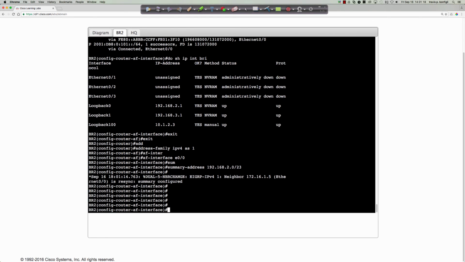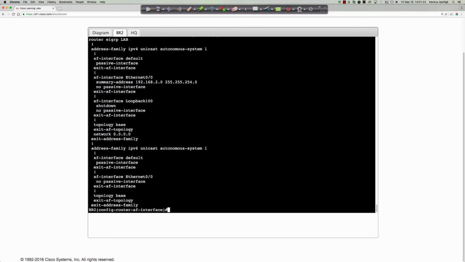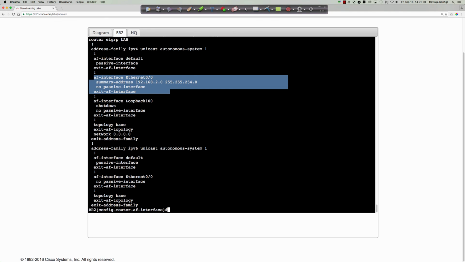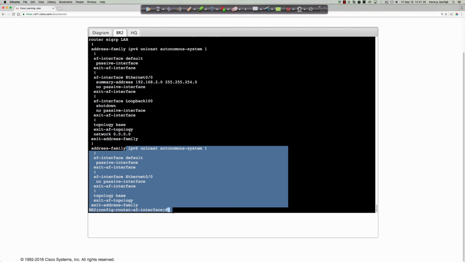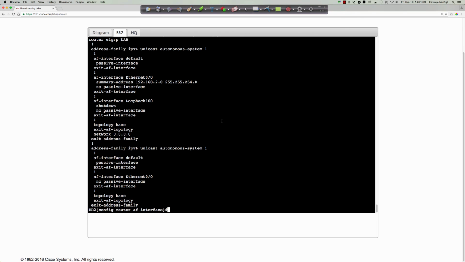Again, graceful resync, do show run, section EIGRP. And there's my name mode configuration. And there it is, AF interface, Ethernet 0/0, all packaged nice and neat right here under the IPv4 address family. Our IPv6 information is also right there. Again, if you wanted to, I recommend go ahead, come up with a summary for IPv6, go into the address family IPv6 unicast under Ethernet AF interface Ethernet 0/0, and then put in your summary address command.